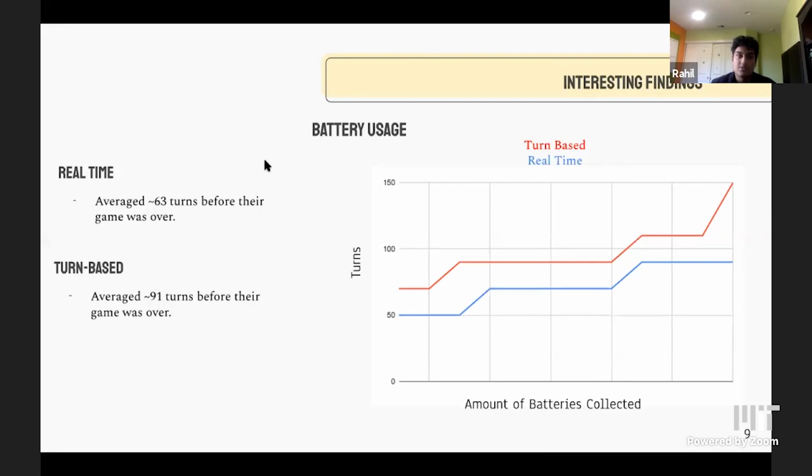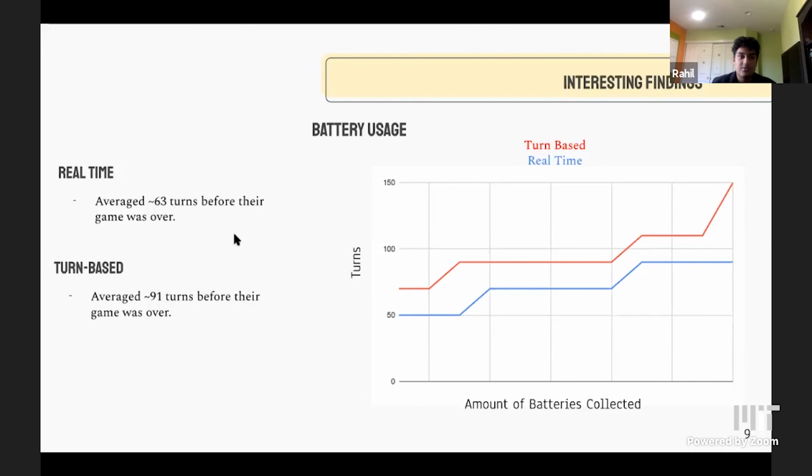Another thing that we noticed was that in real-time, the average amount of turns was 63, and in turn-based, the average amount of turns was 91. And looking at these two data points together, we realized that the cause of the difference of average points between the two is actually the amount of batteries they collected, meaning that the reason why real-time and turn-based have such a huge gap in points was because turn-based players tended to collect more batteries.